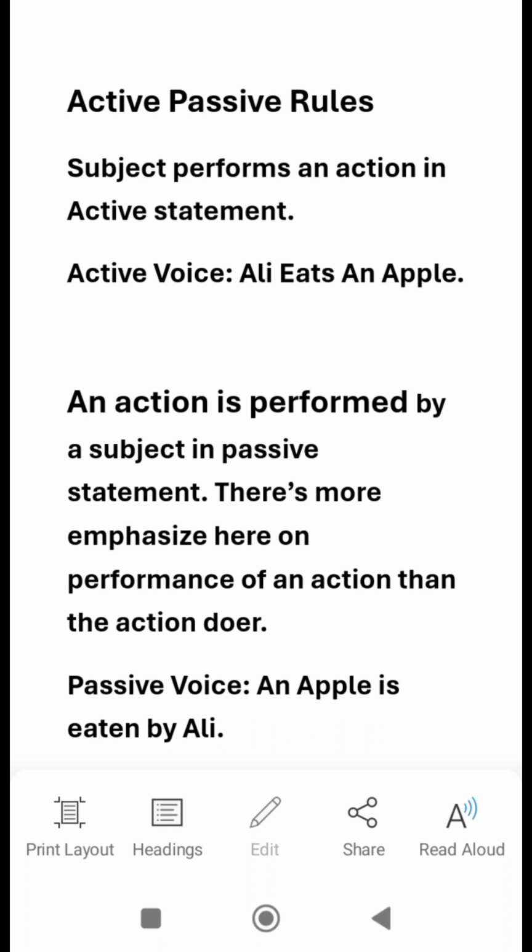We're going to do active, passive voice today. Active, passive voice are followed by the tenses series. We're going to learn how we write English sentences in these two types.